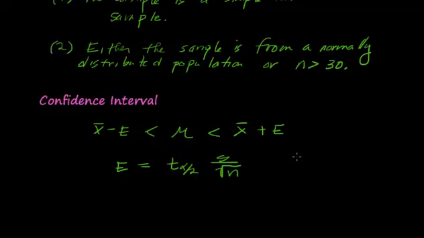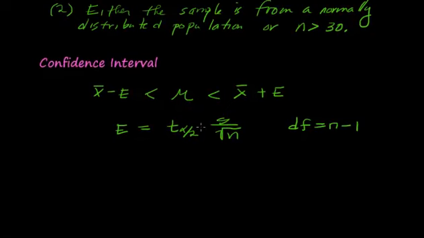We also have to consider something called the degrees of freedom, which we will discuss in the next video. Degrees of freedom, n minus 1, sample size minus 1. In order to get this critical value, we not only need our alpha, which comes from our confidence level, but we also need to know the degrees of freedom, which involves the sample size.